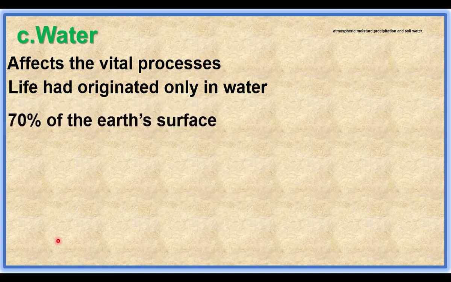70% of earth's surface is occupied by water. The quality of water is important for aquatic organisms. Of the 70% of water on earth's surface, only 5% is fresh water and 30-35% seawater.